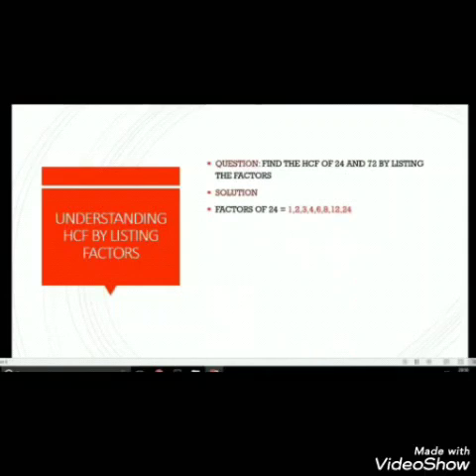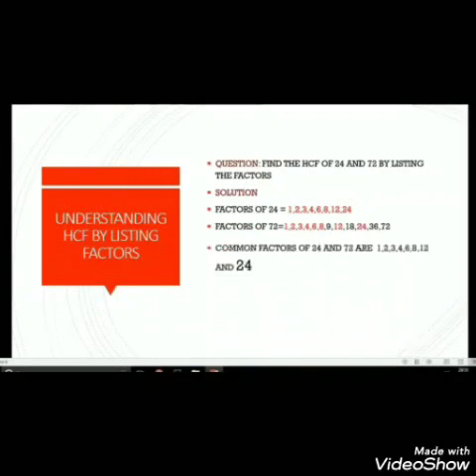So let us list the factors of number 24 first. The factors of 24 are 1, 2, 3, 4, 6, 8, 12 and 24. Similarly, the factors of 72 are 1, 2, 3, 4, 6, 8, 9, 12, 18, 24, 36 and 72.